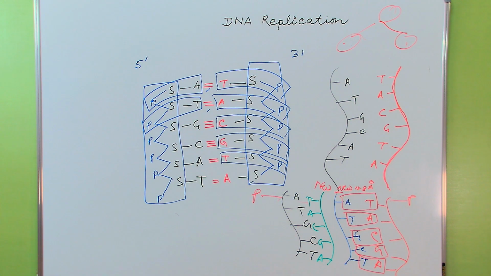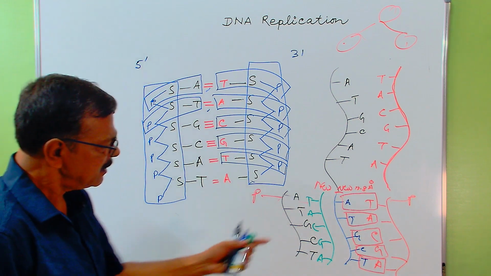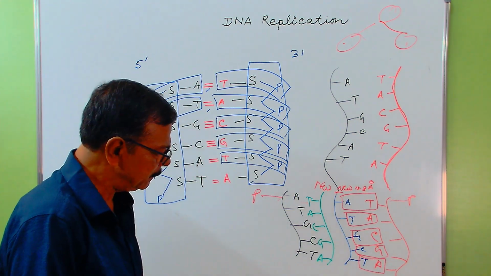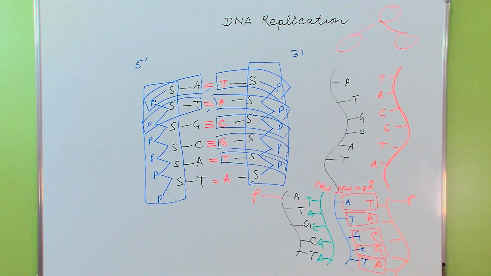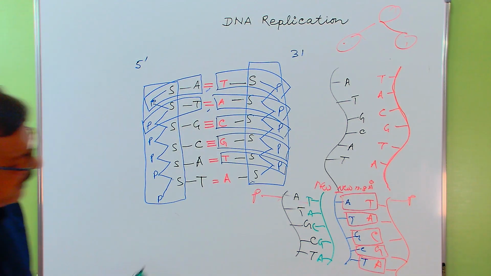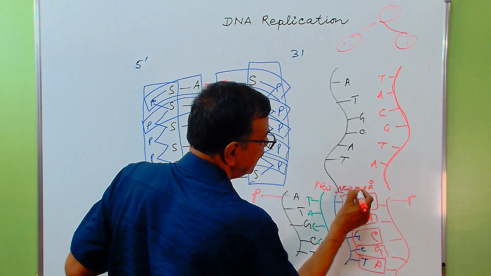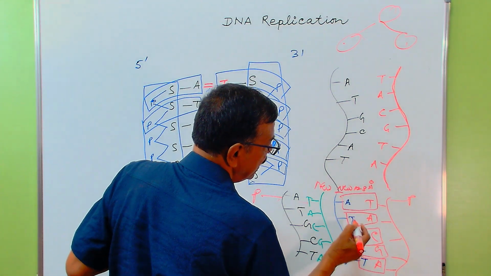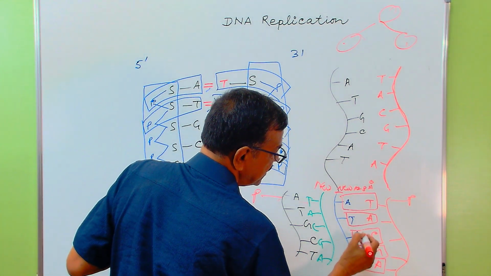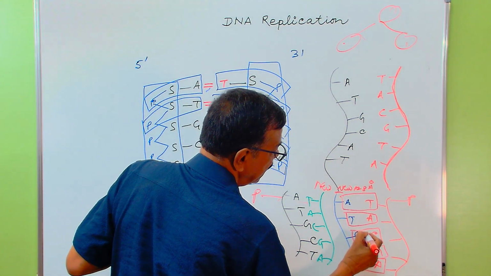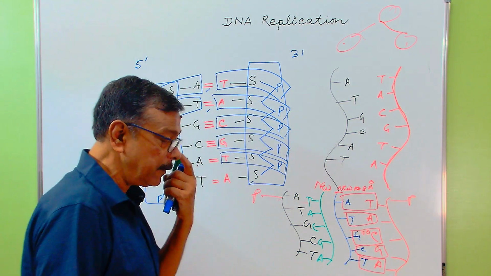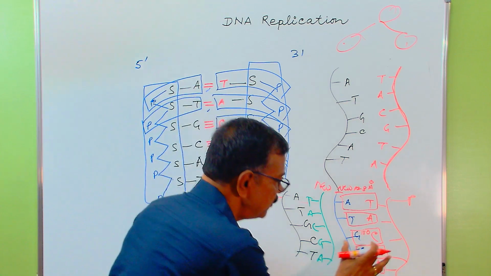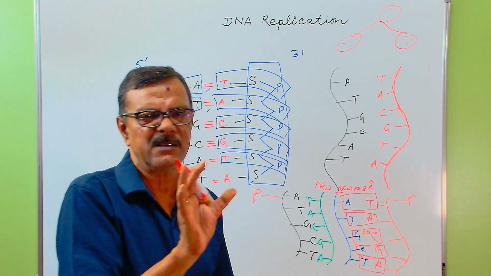Thus, one DNA molecule produces two DNA molecules. This distance is 11.8, another one is 10.8. For GC, the distance is 11.0. Somewhere it is written 11.1 angstrom units. So the distance is also precise.